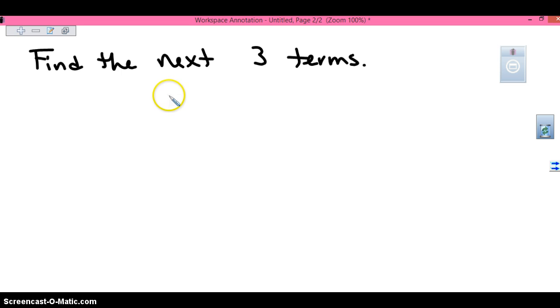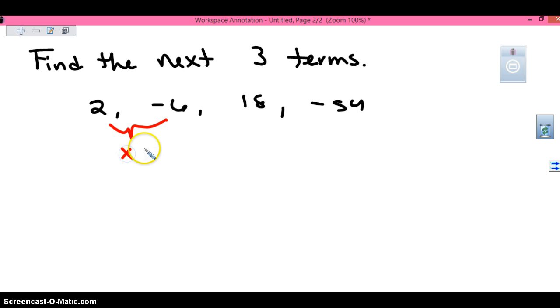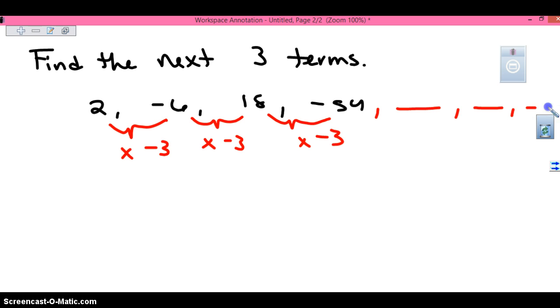If you need to find the next three terms in the sequence, 2, -6, 18, and -54. Is this a geometric sequence? Yes? Why? Multiplying times -3. So 2 times -3 is -6. -6 times -3 is +18. And +18 times -3 is -54. Can we find the next three terms?